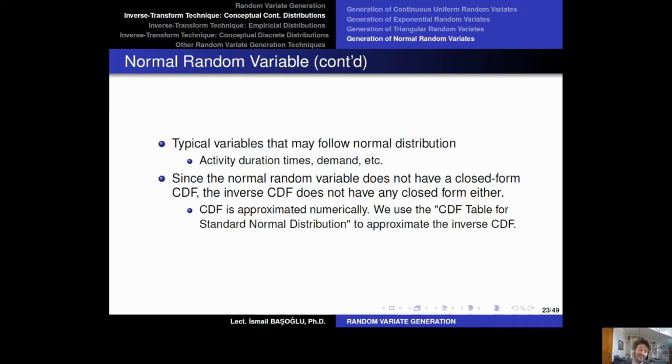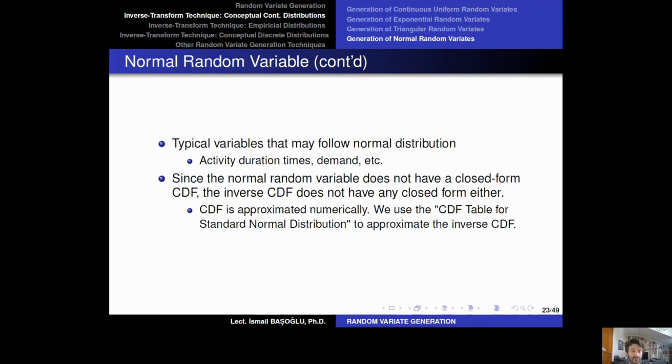Usually we call this transformation the Z transformation. Actually, this should not be called Z transformation; we should call that standardization. So we standardize the normal random variable and the related probability statement. Then for a probability statement related to the standard normal random variable, we were identifying the corresponding probability from the table, right? Now, we are just going to do the inverse operation this time.